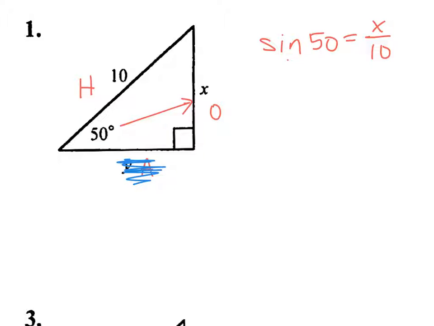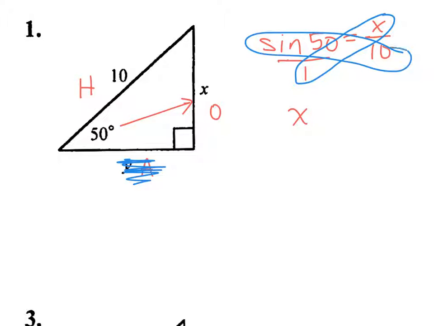We said to take the sine and put a 1 underneath it so that we can use the idea of cross multiplying. 1 times x is x, and then 10 times sine 50 gives us 10 sine 50. Type in 10 sine 50 on your calculator. I have 7.66. You should get 7.66.